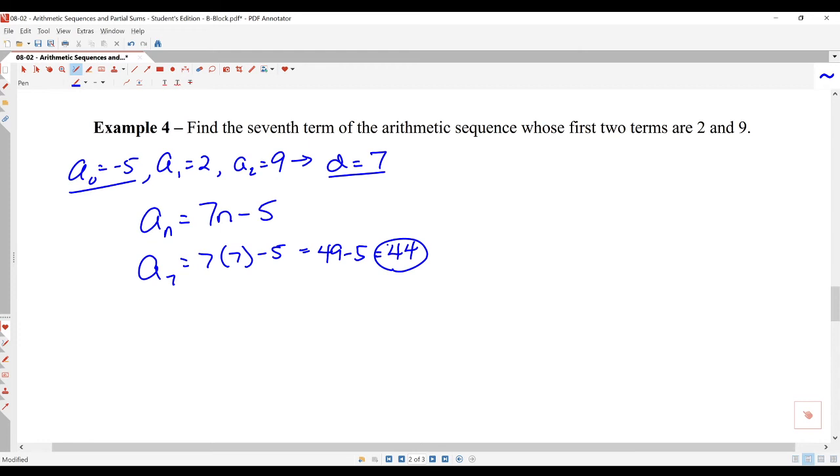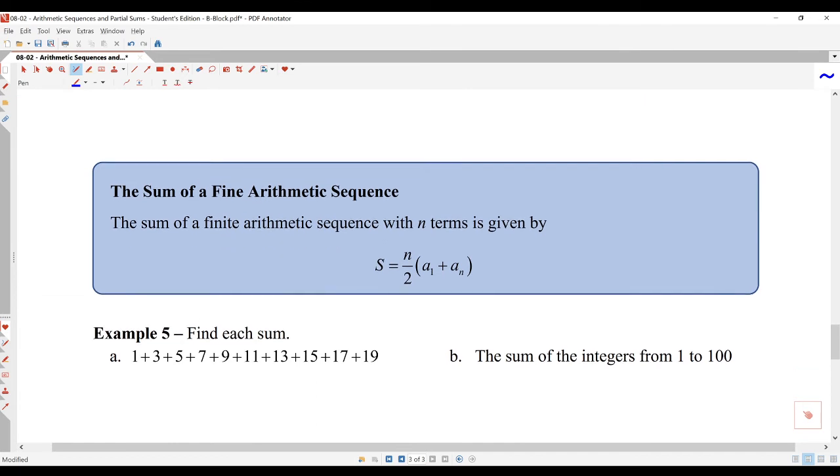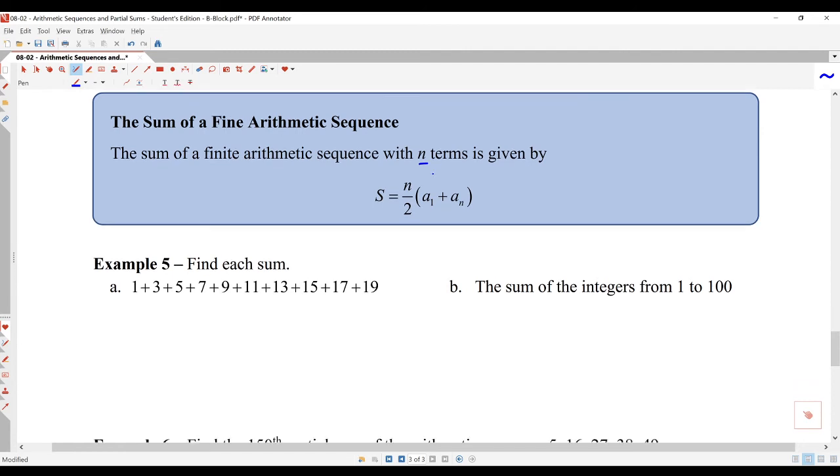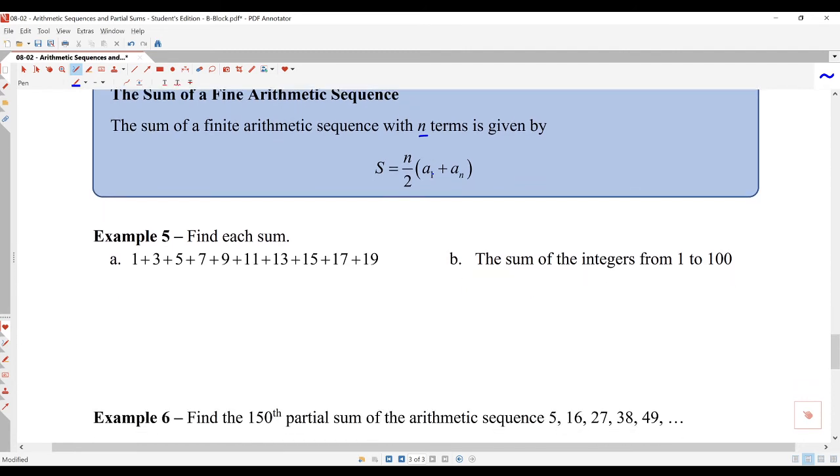Let's take a look at the next piece, which is adding up the terms of an arithmetic sequence. So the sum of a finite arithmetic sequence with n terms is given by n over 2 times a1 plus an. What I want to show you very quickly is we're going to use that formula on example 5.